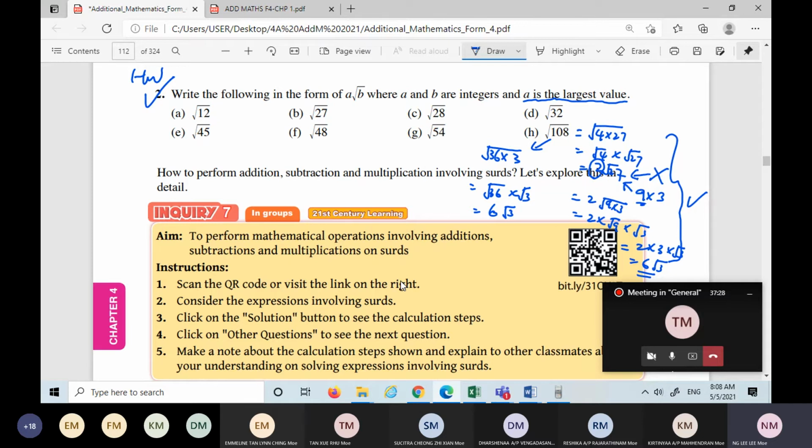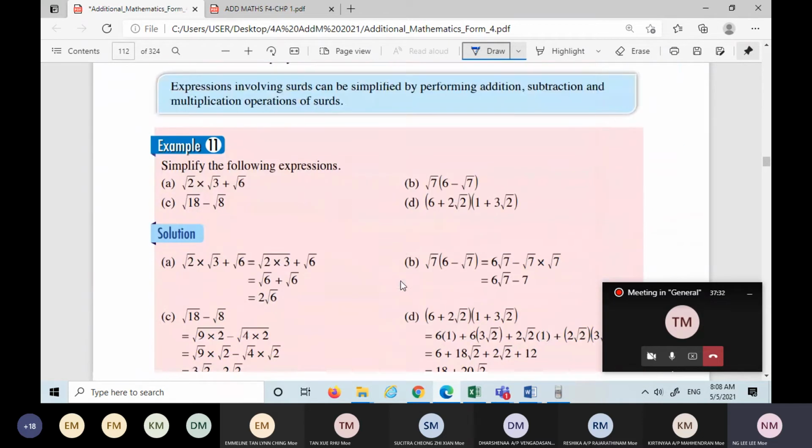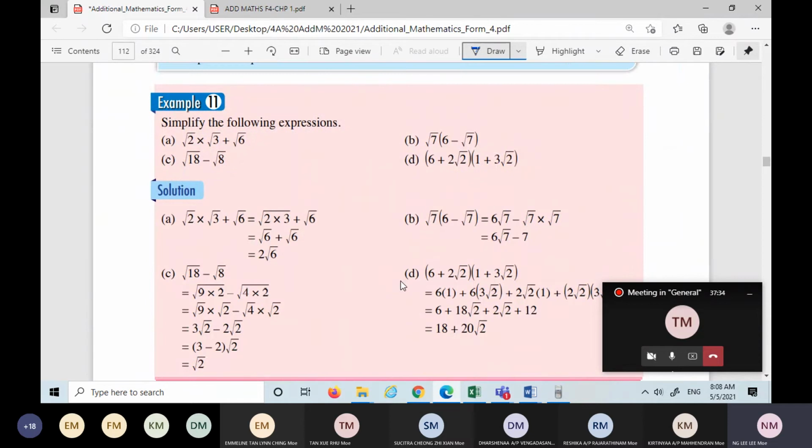Okay, I can still show you a few more examples. Go down, look at this. Simplify the following expressions. How to simplify this? Do times first, only then do plus. So for this, you've got to do times first, then only do plus.